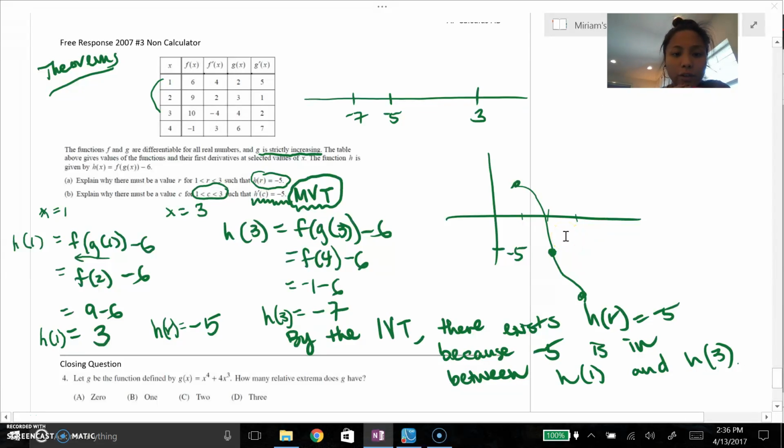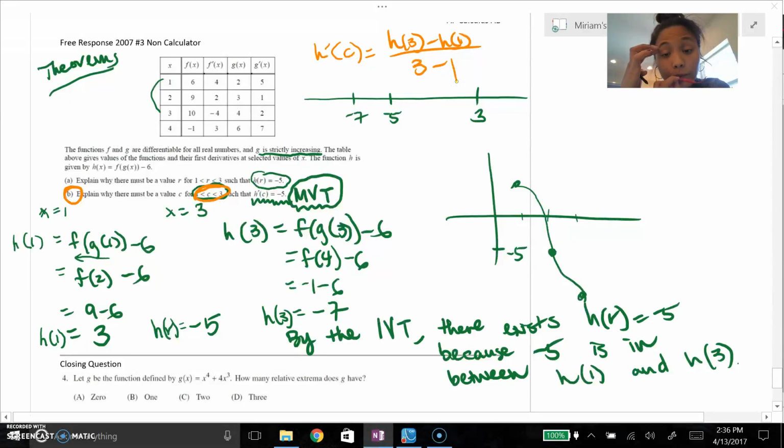Okay, just a reminder for the mean value theorem. It says that the derivative at some point will equal, I'm using orange so you can see that this is for b, the work that we're doing now is for b, is going to equal the slope, which is, in this case, since we're looking at 1 to 3, it's going to be h of 3 minus h of 1, or y2 minus y1 over x2 minus x1.